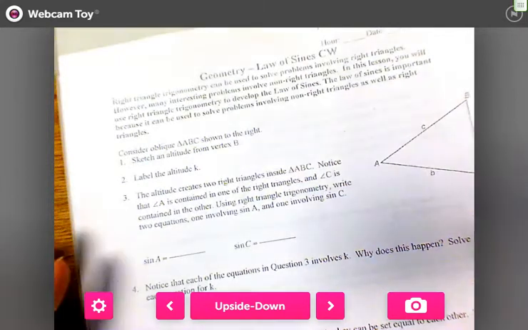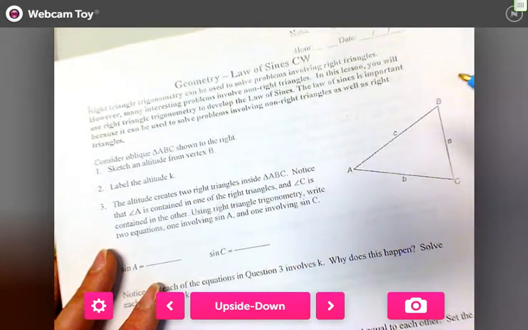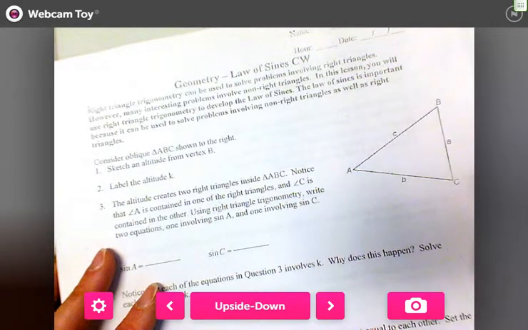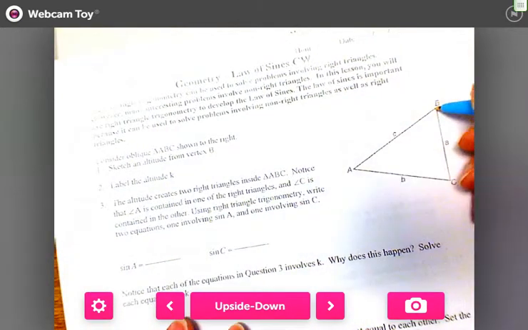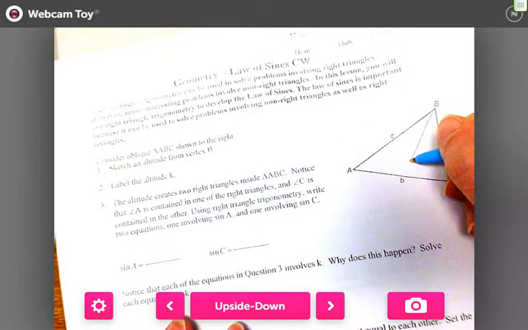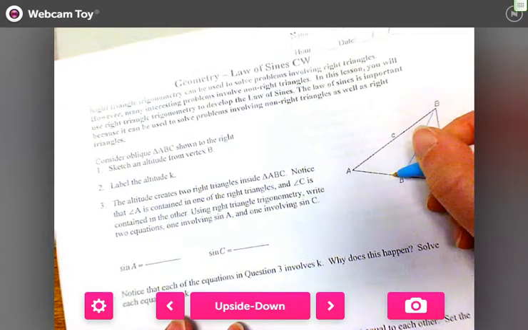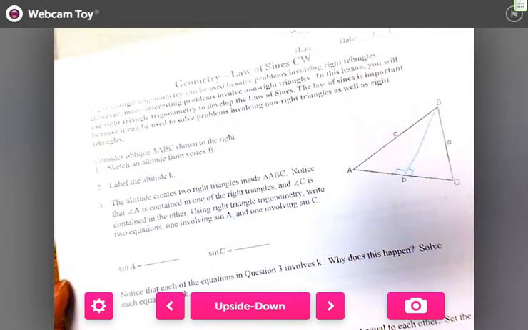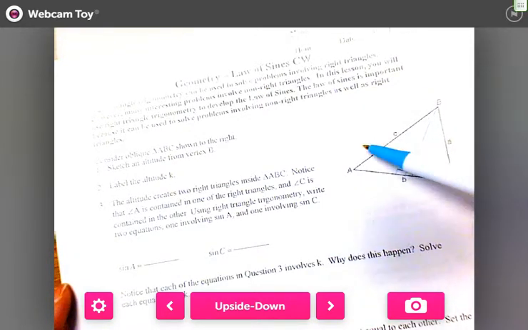Okay? All right, we're going to sketch an altitude from vertex B. Anybody know what an altitude is? It's like a line that goes straight up and down, right? But we're going to go from B straight to the other side. The nice thing about an altitude is it makes 90 degrees with the other side. Okay? This altitude creates two right triangles inside ABC.